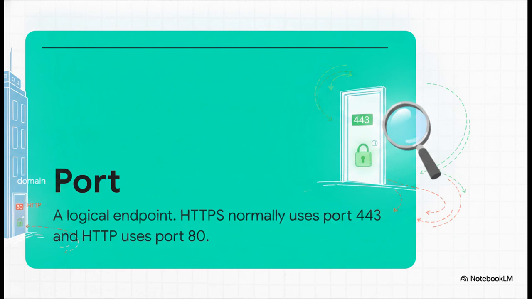Let's keep building this out. Next, we have the port. Notice the colon followed by 443? Think of the domain as the address of a giant office building, and the port is a very specific door to get inside. Since a server handles lots of different types of traffic, it uses these logical endpoints called ports just to keep everything organized. HTTPS normally uses port 443. That's the standard entryway for secure web traffic. Older, unencrypted HTTP normally uses port 80. Now, your browser usually hides this number because it just assumes you want the default door, but trust me, it's always there in the background.